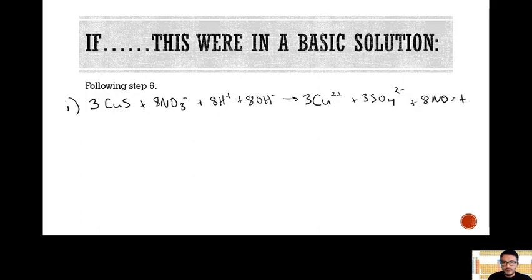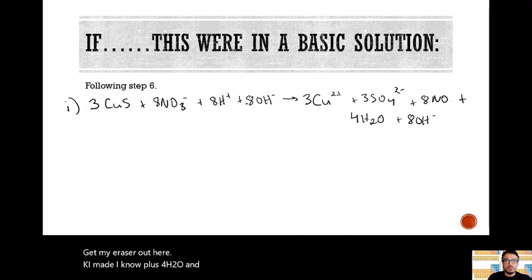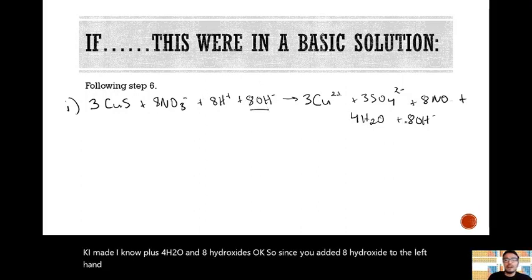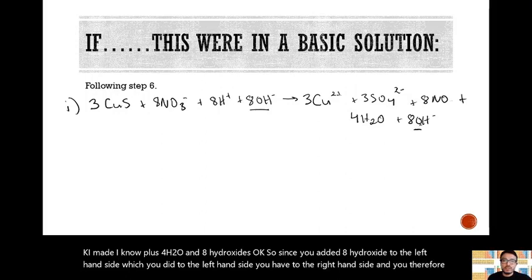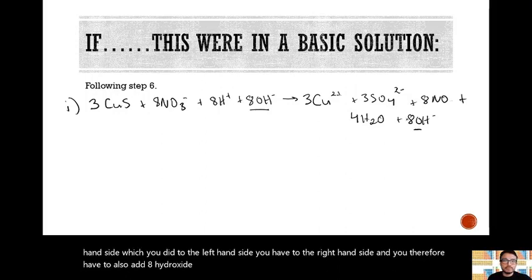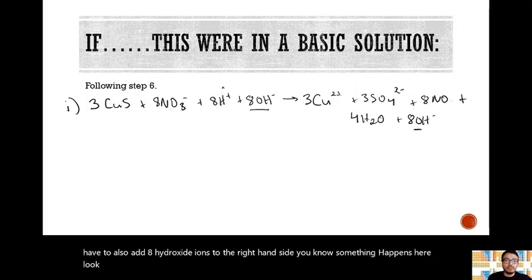Get my eraser here. Okay, 8 NO plus 4 H2O. And 8 hydroxides. Okay, so since you added 8 hydroxides to the left-hand side, what you do to the left-hand side, you have to do to the right-hand side, and you therefore have to also add 8 hydroxide ions to the right-hand side. Okay, now something happens here. Look, you have 8 hydrogen ions and 8 hydroxide ions.